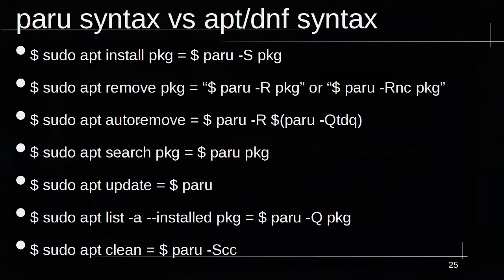To auto remove packages, you won't type a package name for this, it's just system-wide auto removing. Paru -R $(paru -Qtdq). This is only in bash, or I don't know, Zsh or something. If you're using the fish shell, you wouldn't type the dollar sign. You would just use brackets, whatever.